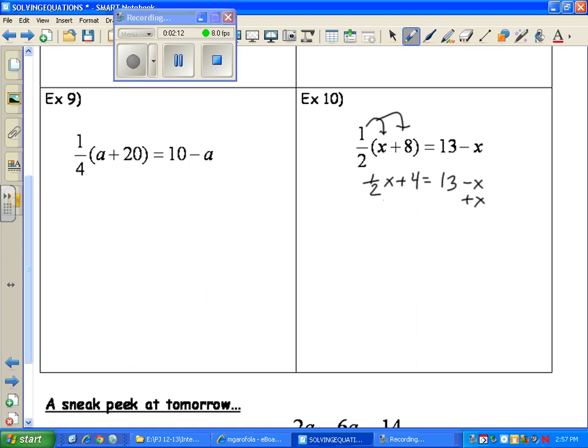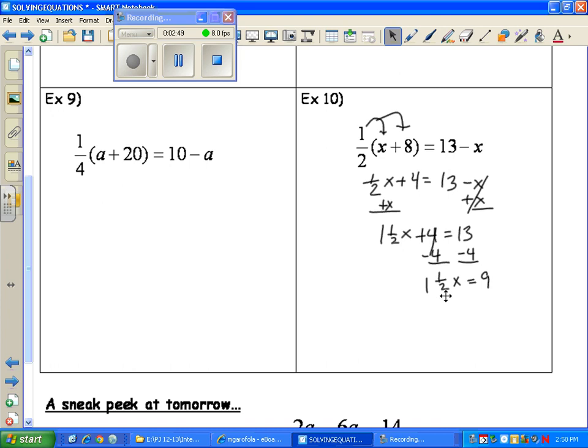Now I want to get my variables on the same side of the equal sign. So I'm going to add x to both sides, and these will cancel out. 1/2 x plus x leaves me with 1.5 x. So I have 1.5 x plus 4 equals 13. Now again, at this point, if you feel comfortable, you could make this 1.5. Again, I'm going to leave it as 1.5. I want to isolate it, so I'm going to subtract 4 from both sides. And I'm going to get 1.5 x is equal to 9.